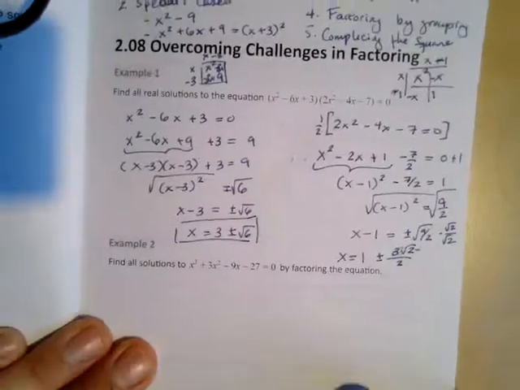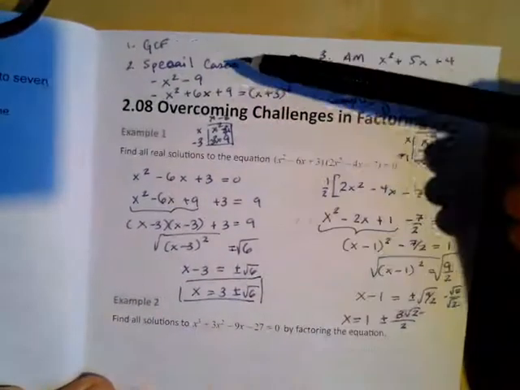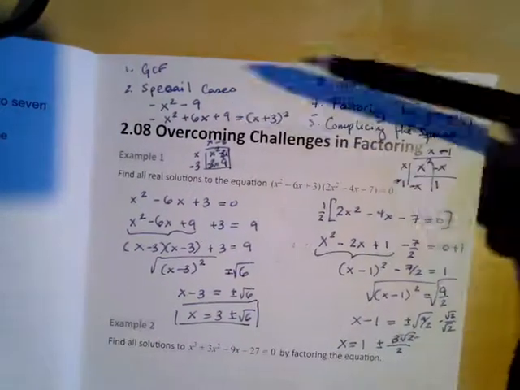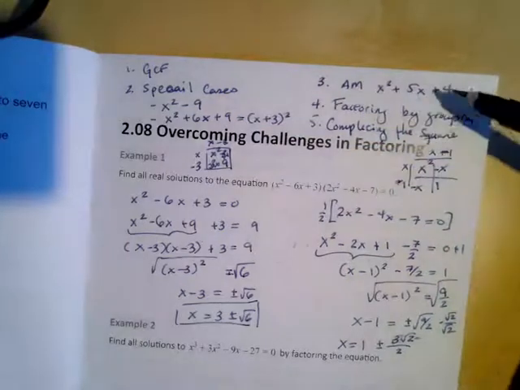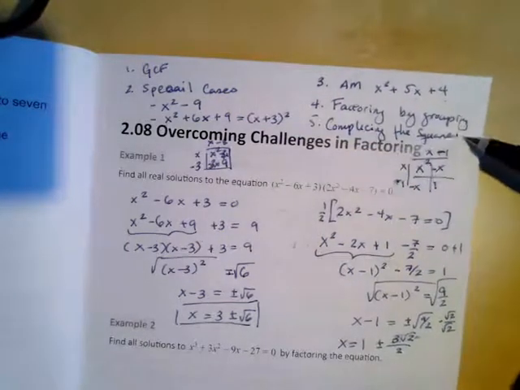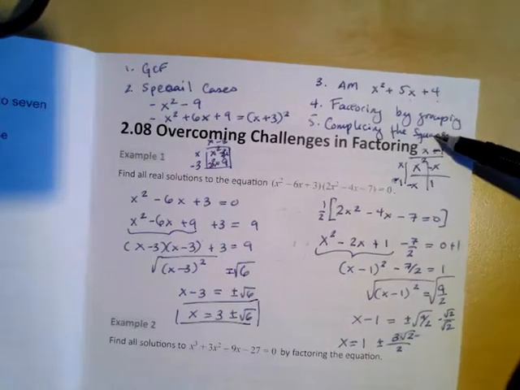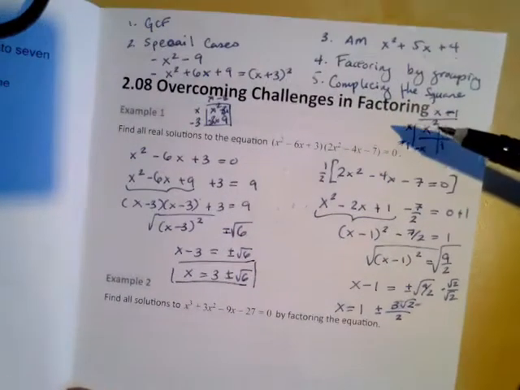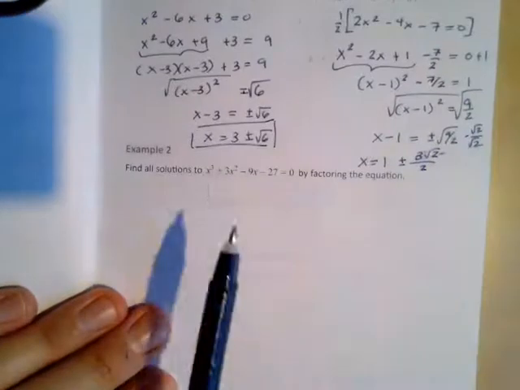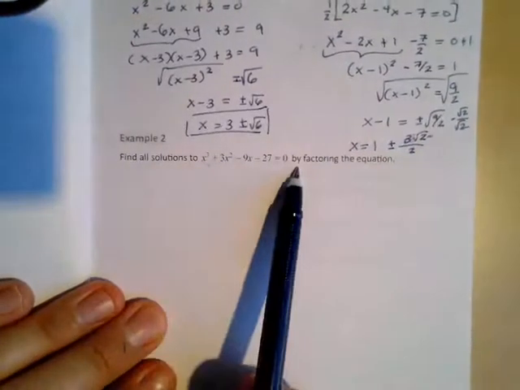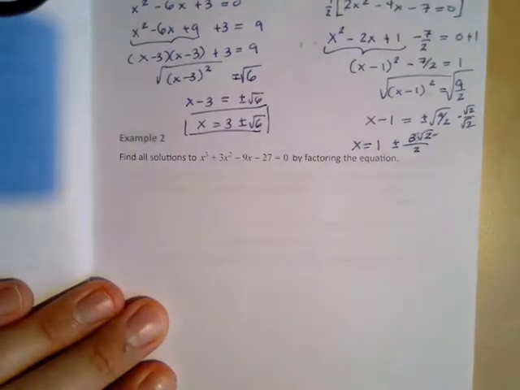Now, to clarify, our tools are, again, GCF, special cases, AM factoring, add-multiply, factoring by grouping, and completing the square, which will basically take care of pretty much anything that has a real solution. Yes, there are some that don't have real solutions. Now, taking a look at this quadratic right here, how would we factor it?